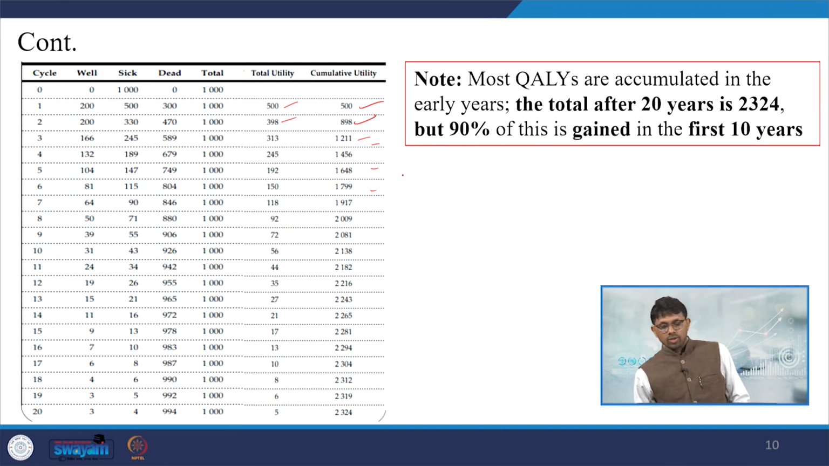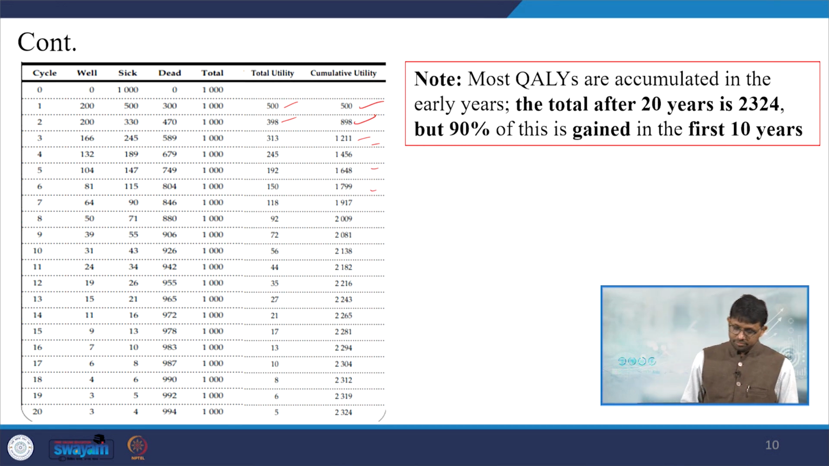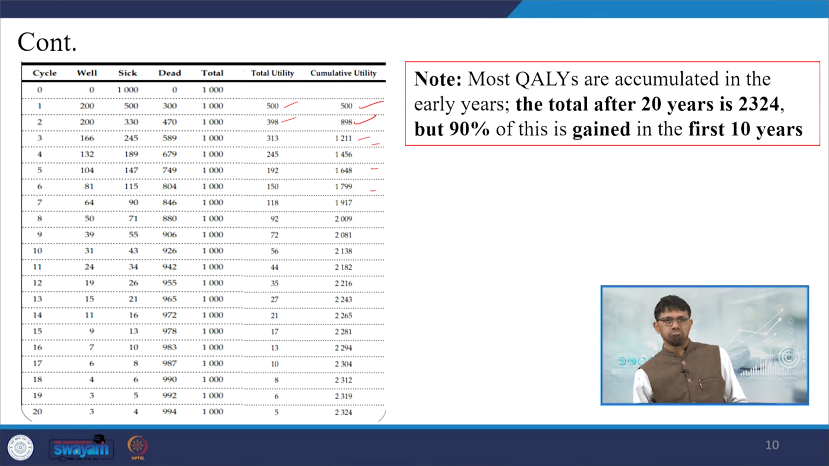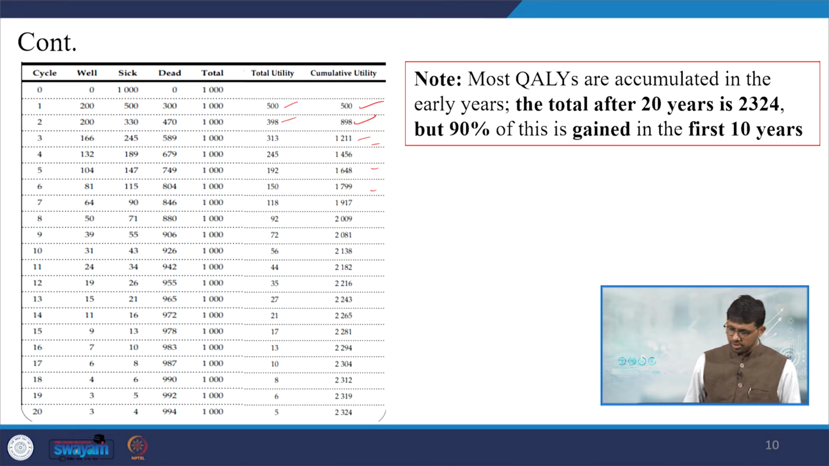Okay, so, most qualities are accumulated in the early years. You can just see the change is actually huge; most of the qualities are accumulated in the early years. Later on, since we are approaching the later age and the period of death, the quality returns are very less. So, total after 20 years is actually 2324, but 90% of this is gained in the very first 10 years. You can see, okay, till 10 years already 90% are gained.